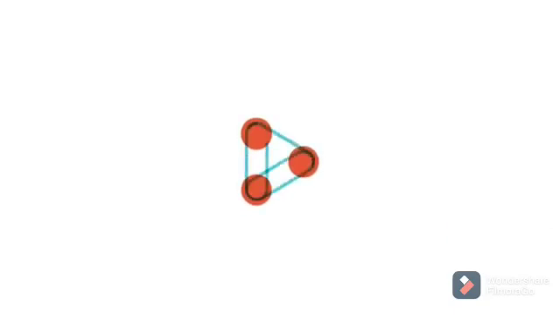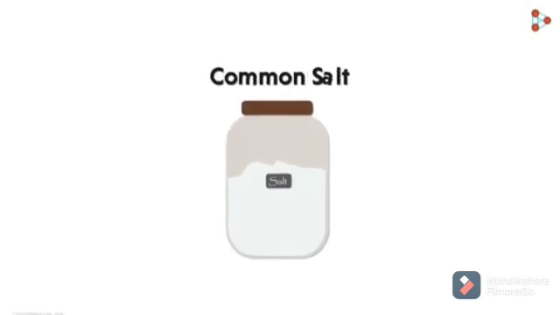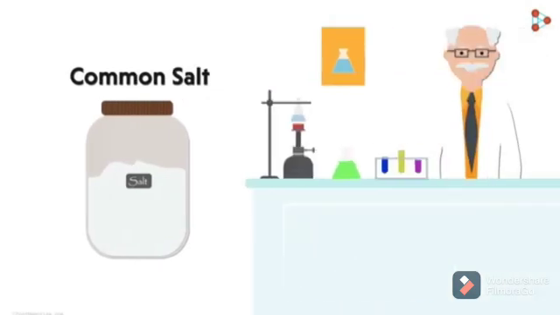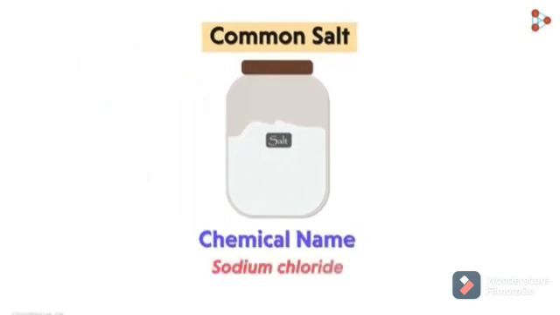Hello, dear students. In this module, we are going to study how to write chemical formulas. Let us take an example of common salt. It's a chemical compound which is very widely used in the field of chemistry. It is used to study many chemical reactions. Chemically, sodium chloride is common salt.